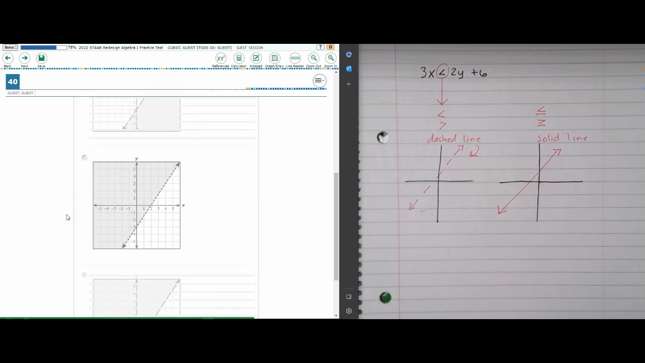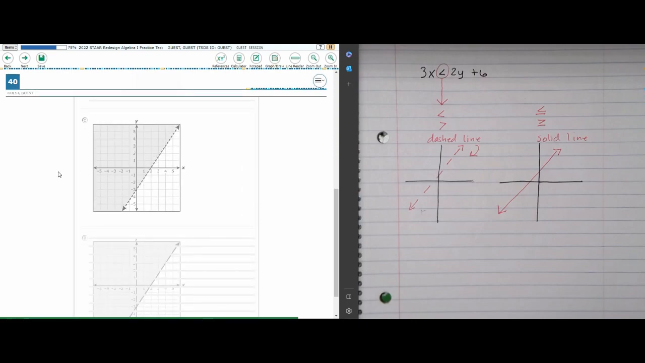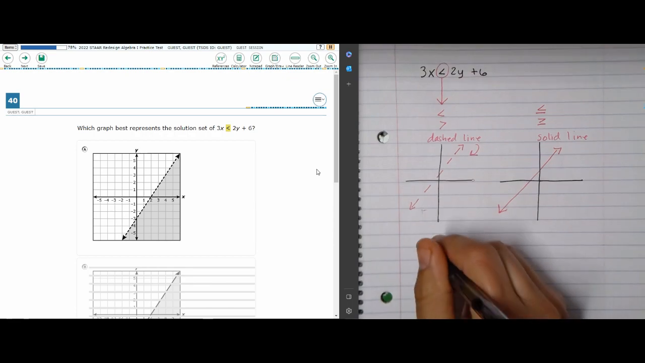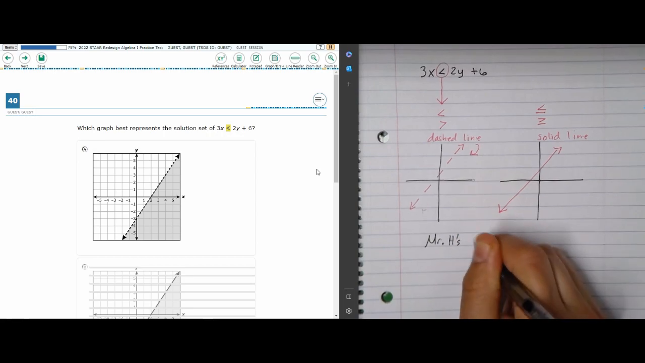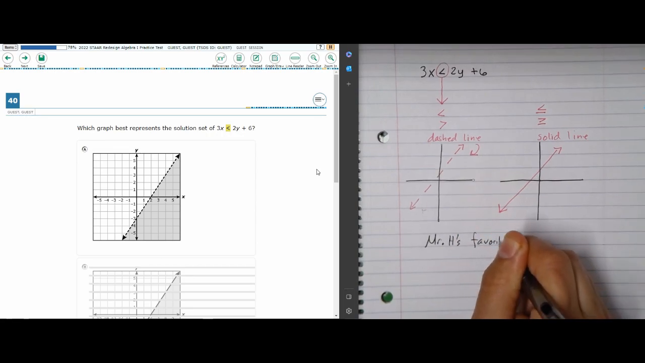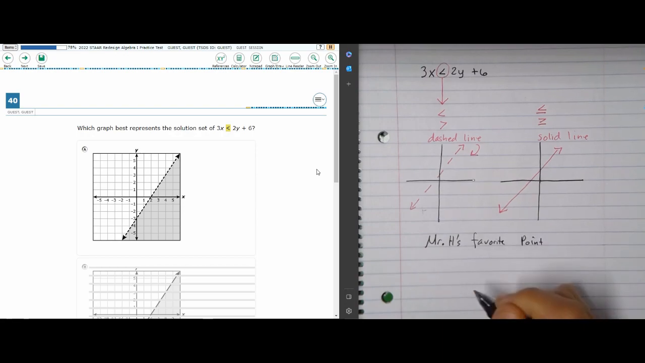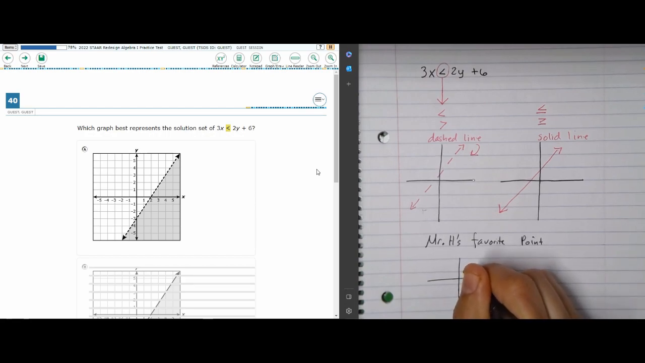And if you look at it, they look like the same line. The only difference is on A, the right side is shaded, and on C, the left side is shaded. So we just got to figure out, do we shade the left or do we shade the right? The best thing to do here is to pick my favorite point. And I really hope that you remember, I'm going to write right here, Mr. H's favorite point. Now my favorite point to use for this is going to be, you guessed it, 1, 1.